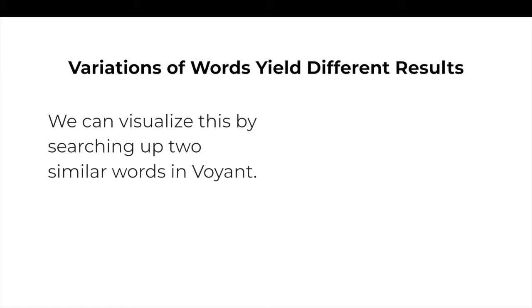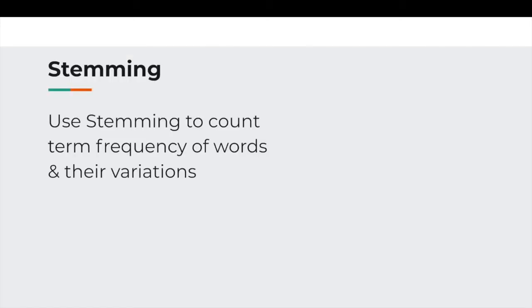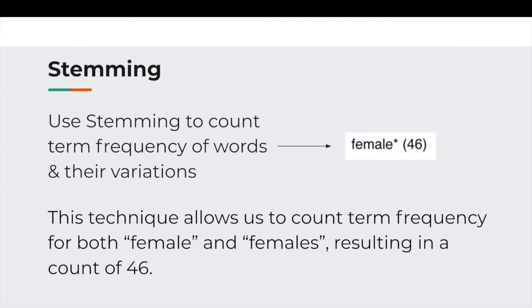Let's visualize this by looking up two similar words in Voyant. The word female appears 33 times in the text, while the word females appears 13 times. We can use stemming to count term frequency of words and their variations. If we type female and put an asterisk at the end, we get a count of 46. This technique allows us to count term frequency for both female and females, resulting in a count of 46.